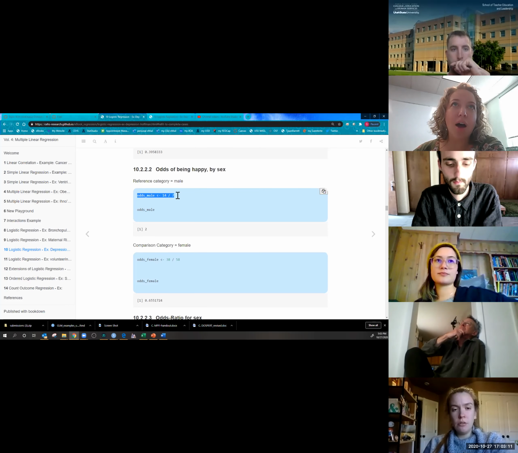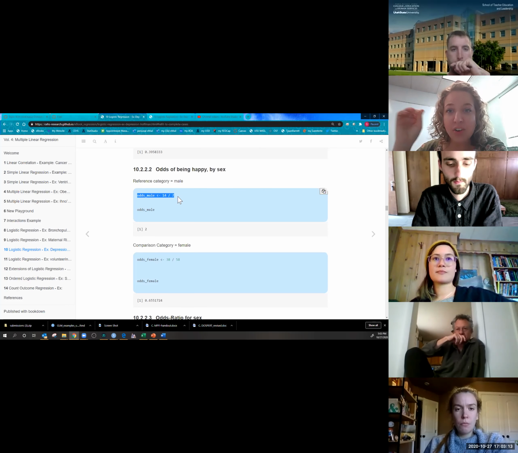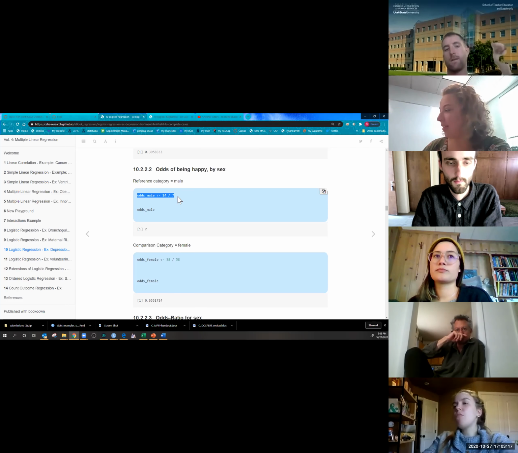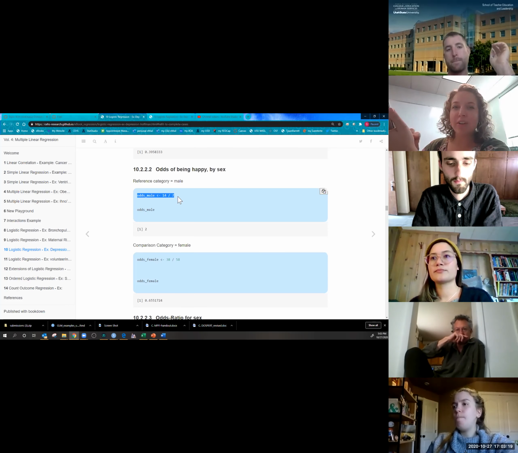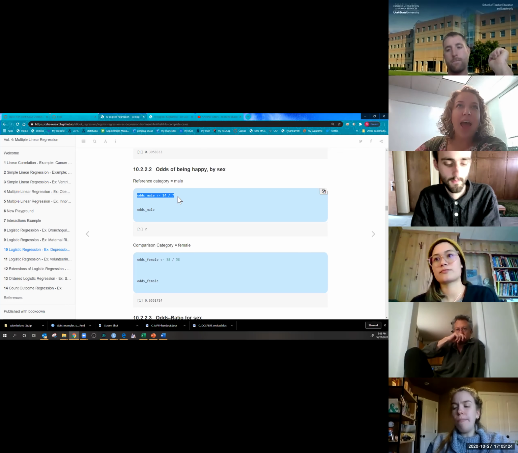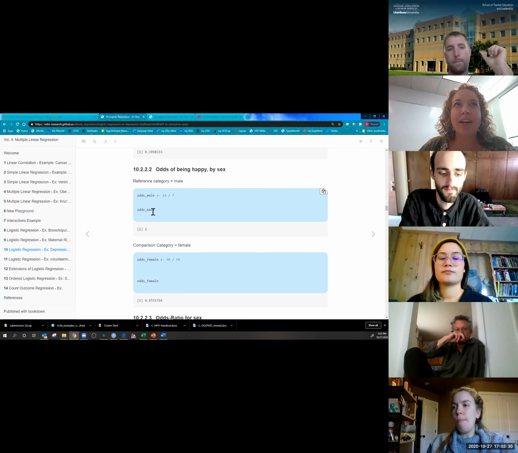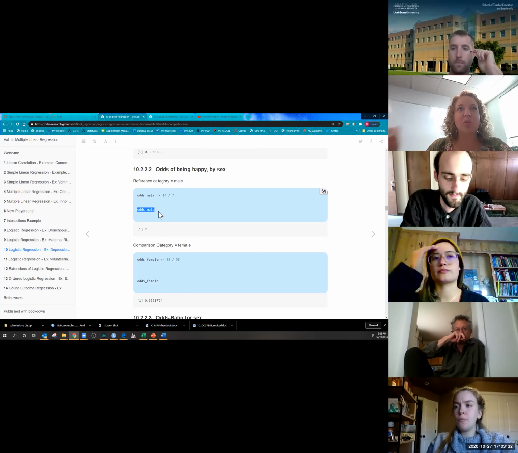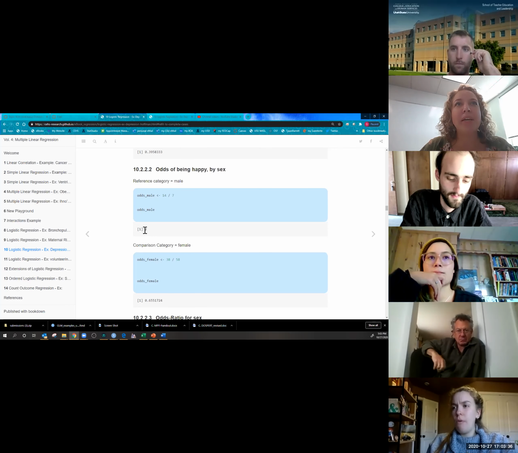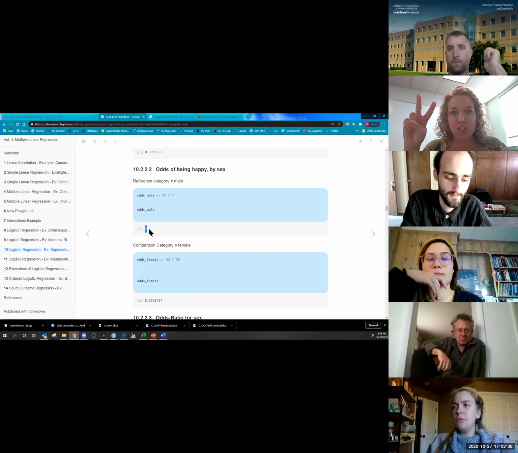When you do this top line of code, if that's all you had in your code chunk, nothing would get printed out because it's going to do the math. It's going to take the calculator, 14 divided by 7 is 2, and save the number 2 as odds male, but it won't print anything out. So on another line, I put the name odds men so that it will print out or return the value. So the odds of being happy for men is 2.